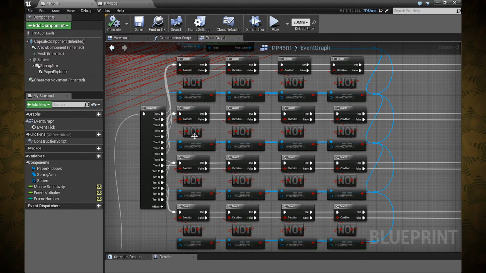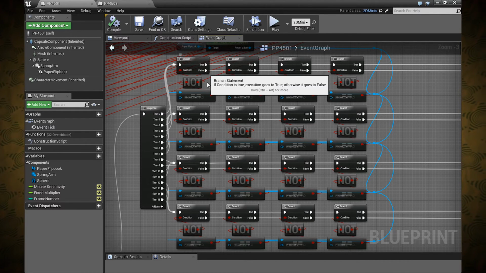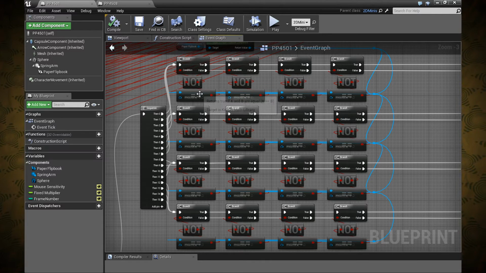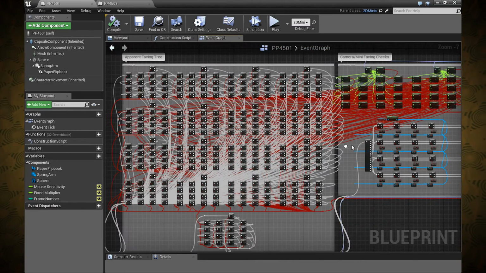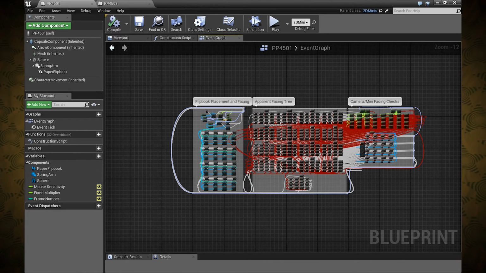So, like I said before, if it gets to one of these branches and the paper flipbook reference is not the current paper flipbook, then it resets the corresponding do once. But if it is the referenced paper flipbook, then it returns false, and then it sends it out to compare float. And that really is that. I don't know if it's more or less complicated than it sounds.